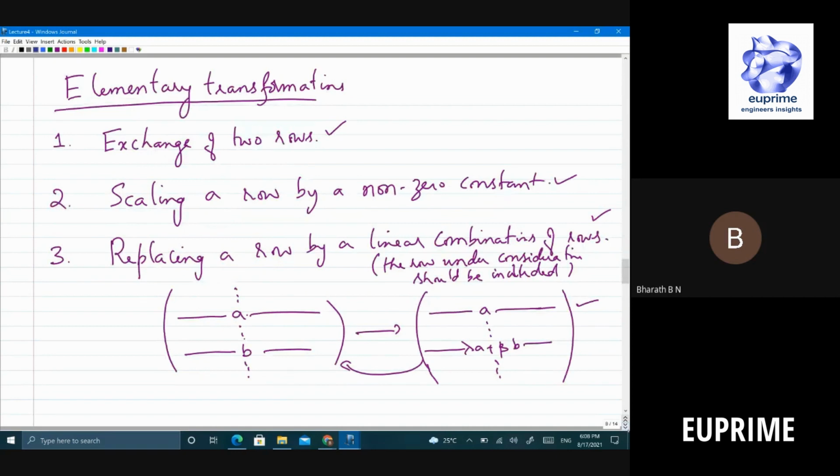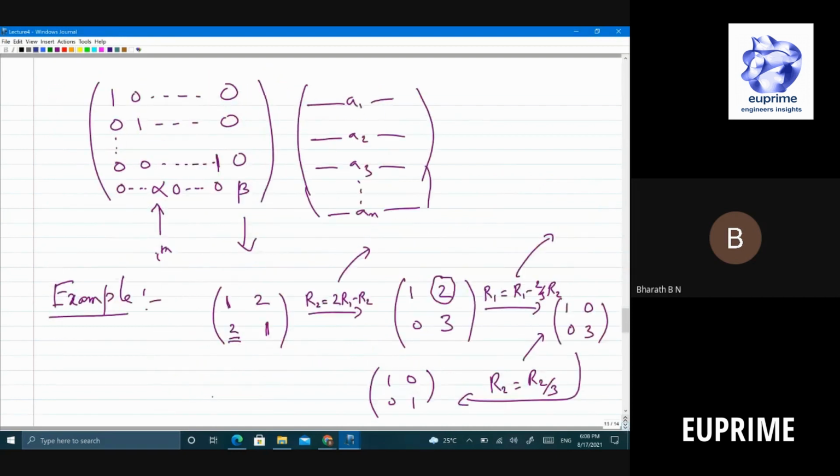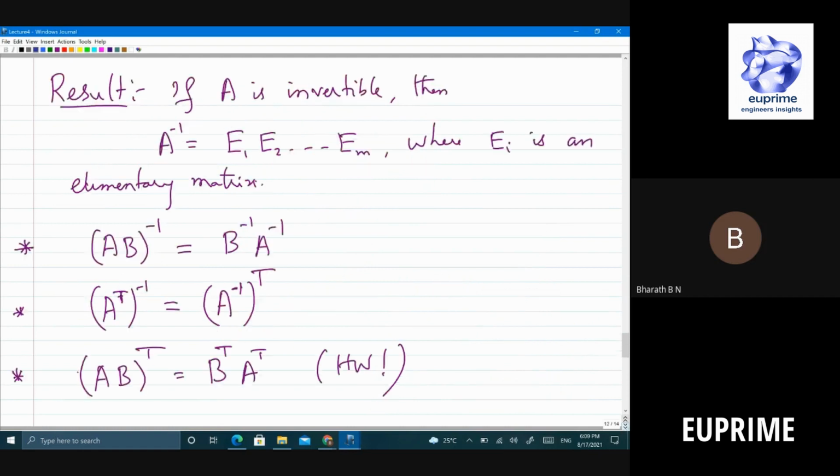We looked at one example also towards the end. How do you get to the identity matrix? In doing so, we did some sequence of elementary operations. Elementary operations correspond to multiplying by a particular matrix. So all that you have to do in order to compute the inverse is look at the product of those matrices. And we also finally looked at a few properties of inverse. The inverse of the product AB is B inverse A inverse, which is again easy to see. The inverse of A transpose is the transpose of A inverse, and so on.